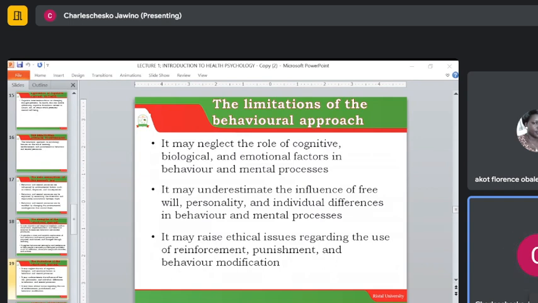For example, in a community where you want to introduce aerobics and physical exercises, this community might have a good number of people who are a bit lame. But the behavioral approach does not consider the other factors.